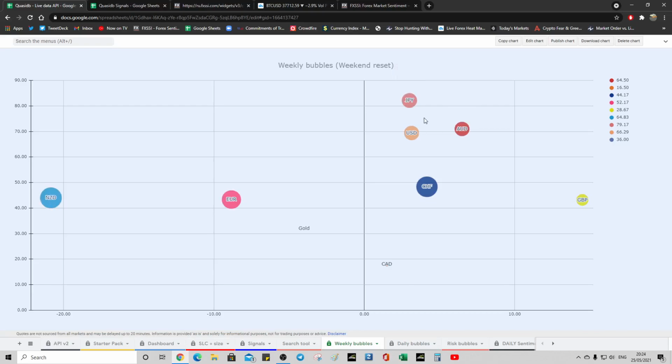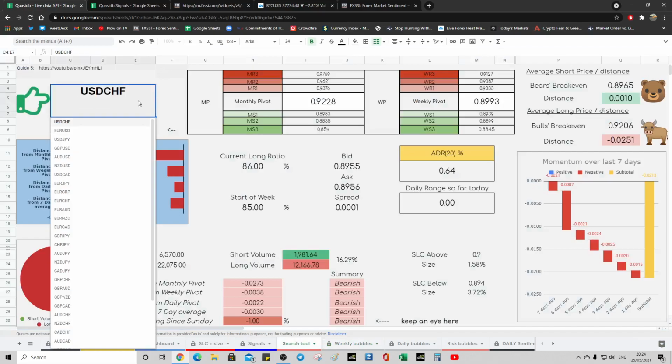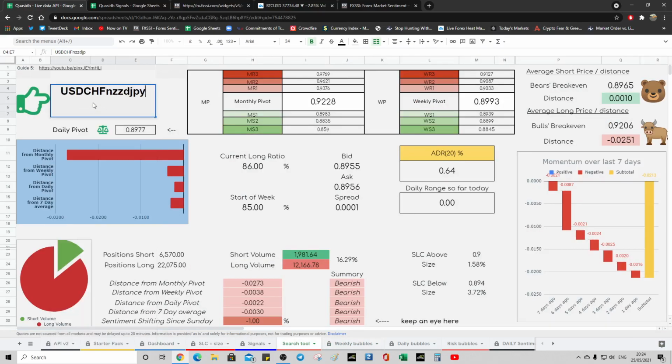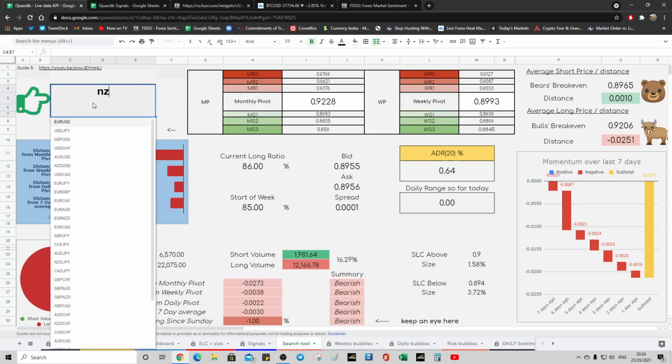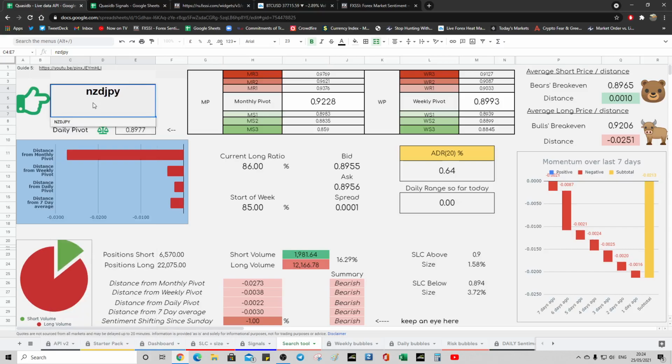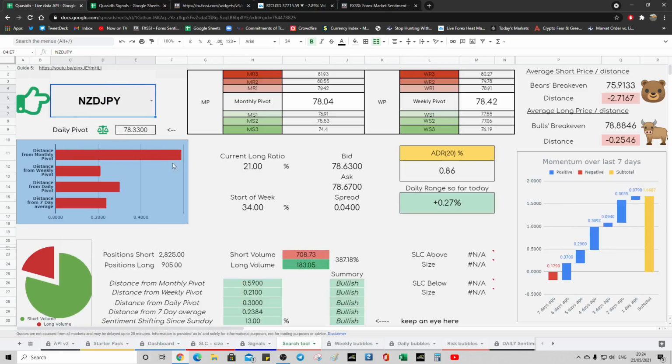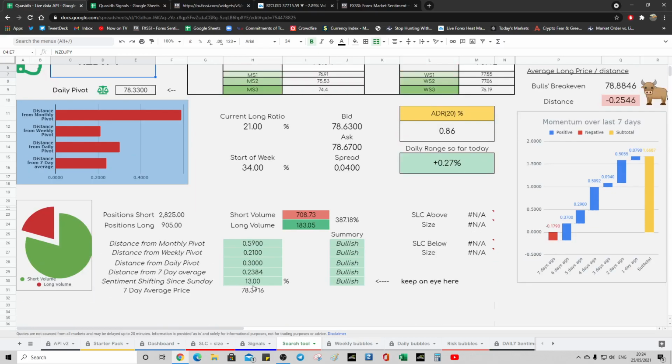It's strong versus weak. And then secondly, before I released it into Telegram, I checked the search tool, and I just wanted to make sure everything was lined up according to the technicals. And it was good because we're above daily pivot, weekly pivot, and monthly pivot, and we're above the 7-day average as well. And we knew that it was a buy because the retail guys are shorting it.